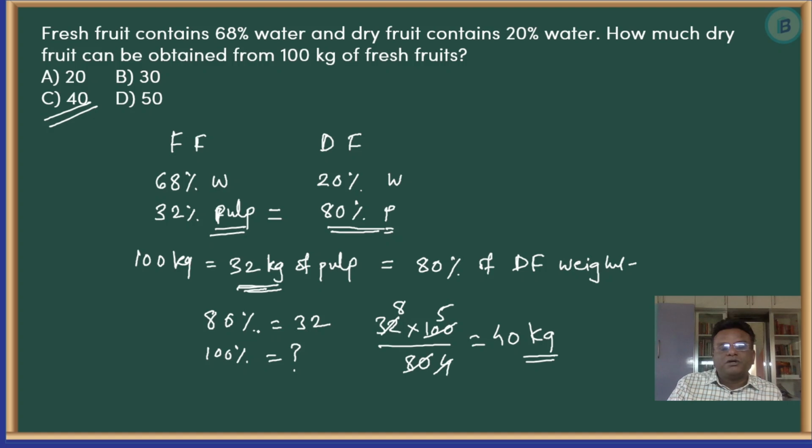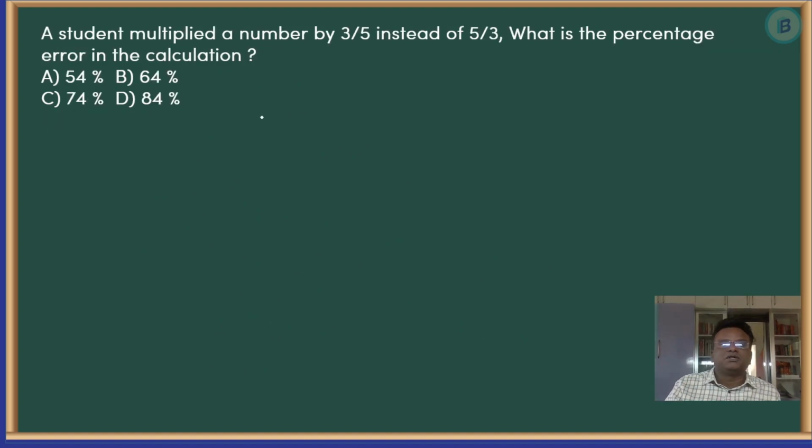Right? So 80% is equal to 32 kg. So 100% is equal to 40 kg. That's the answer. So you will be able to get 40 kilos of dry fruit out of 100 kg of fresh fruit. And that's the question which has been asked. So that's your answer, option C. Let us go to the next one.